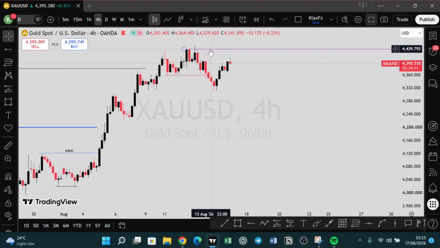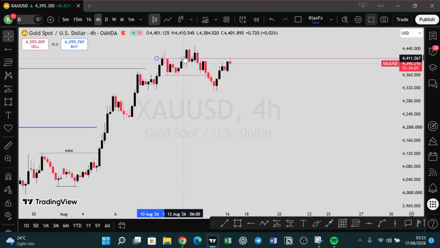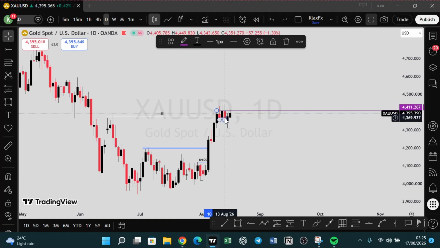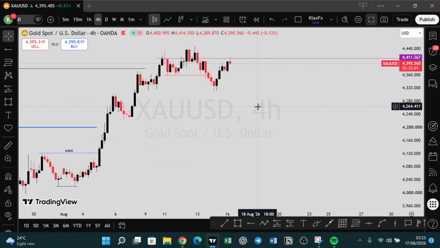This is the zone I was looking at. But then, if you look at this zone here now, you can see that this one is the main one. Why? If I go to the daily time frame, can you see how that zone is there? So this was the one I chose on the 4-hour time frame.